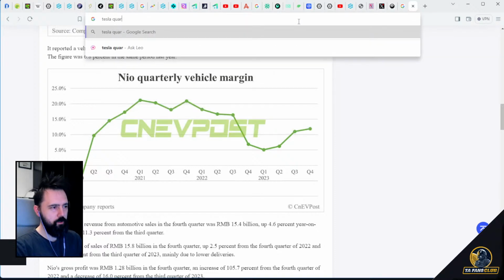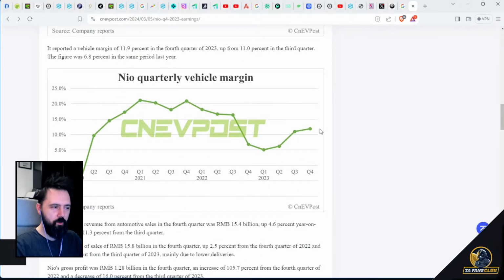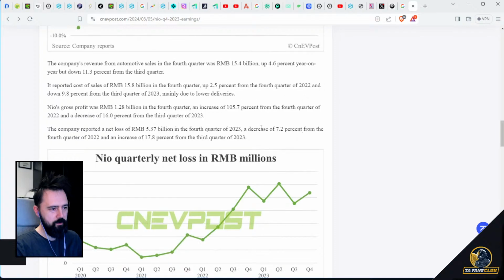Tesla quarterly. Gross margin 70.6. Yeah, they actually got a high margin, so 70.6 margin up here. They only have like 13%.